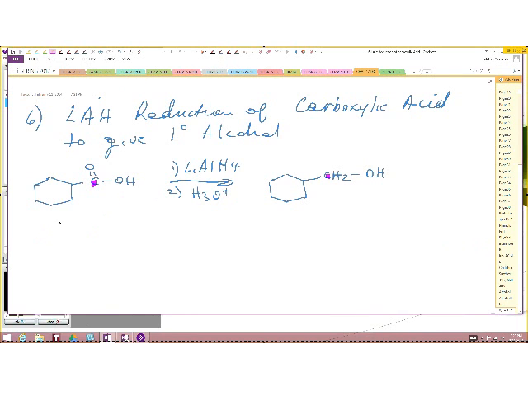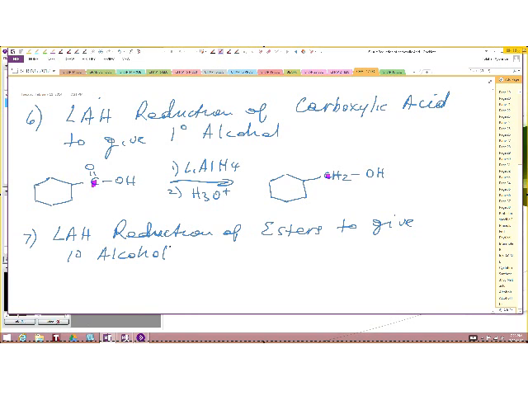Okay. 7. LAH reduction of ester to form... LAH stands for lithium aluminum hydride. LAH reduction of esters to give primary alcohol. Once again, this only applies to lithium aluminum hydride. Sodium borohydride does not do this.